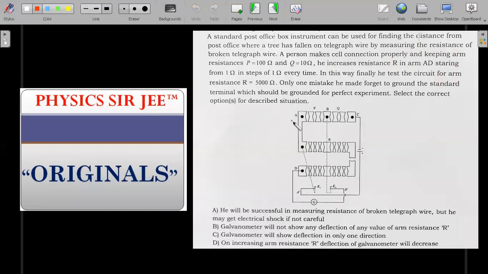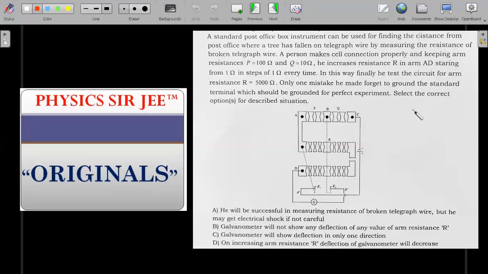So the actual use of post office box is a very practical use, please understand. And IIT usually produces problems either in modern physics or electrostatics or magnetism where there is some practicality associated with it. I told you British post office box is used during war times to see where there is a damage or something has to be done during a war, right?